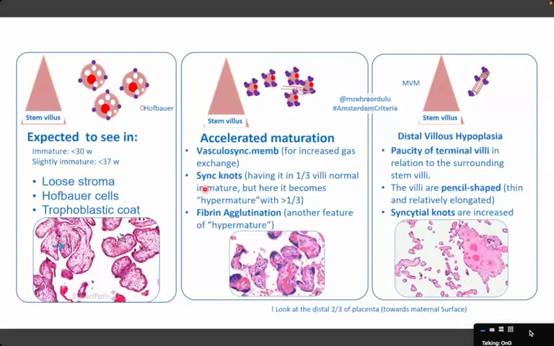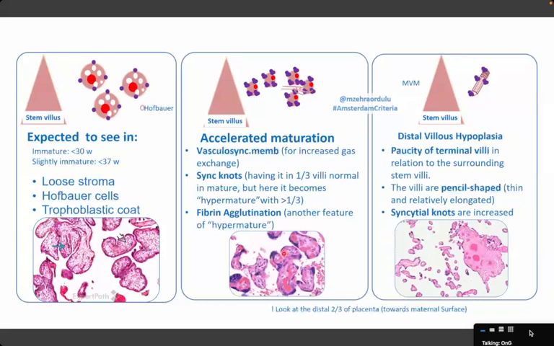This is a diagram that demonstrates nicely the difference between what you expect to see in a normal placenta and what you expect to see in a preterm birth. You can see you've got very big villi with this loose edematous stroma versus accelerated hypermaturation, where you've got villi that are small in cross-section, have decreased branching, lots of syncytial knots, and versus distal villus hypoplasia. Well, what you have here is a paucity of terminal villi as compared to the stem villi. Remember the picture before, there were lots of terminal villi, but here you've got very few. They are pencil-shaped, as the diagram demonstrates, again with increased syncytial knotting.